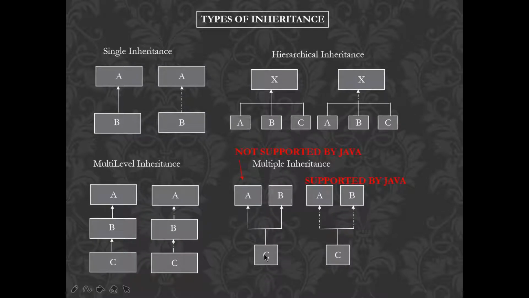A class cannot get the properties of more than one class, but a class can get the properties of more than one interface. You all know here we are going to use the extends keyword, anyway it is not supported by Java. Here we are going to use the implements keyword. So these are the four different forms the way inheritance can be achieved: single inheritance, hierarchical inheritance, multi-level inheritance, and multiple inheritance.